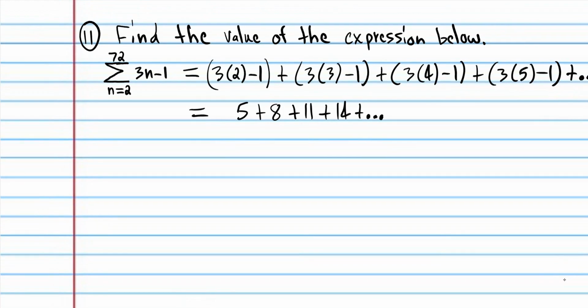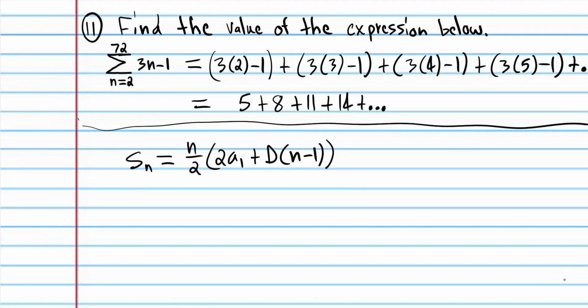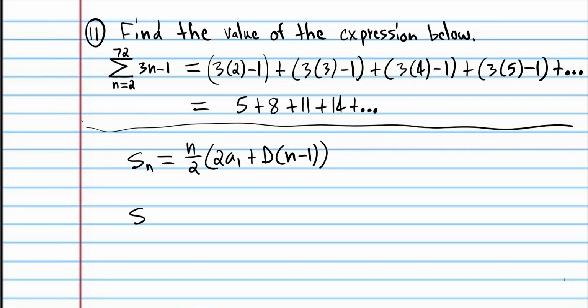So now that we know it's an arithmetic sequence, and we're looking for a sum, well, we can use our sum formula. So now we go to the second part of the problem, where we write our sum formula for an arithmetic sequence. That's n over 2 times the first term plus the common difference times the number of terms we're adding minus 1. Now again, do you have to memorize that? Yes, you have to memorize that formula.